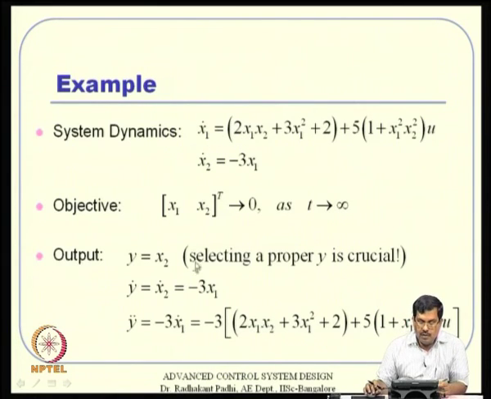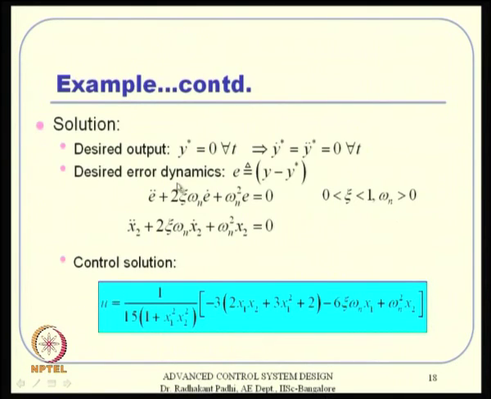So, let us select y as x2 then, and that is why I have written that selecting proper y is crucial. Let us select y as x2, then y dot is x2 dot, it does not contain u, but y double dot is 3x1 dot, it contains u. So, then what we do, we select a desired output, that is y star is 0. So, y star dot, double dot are all 0.